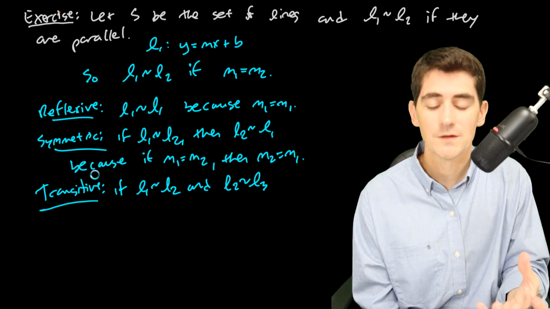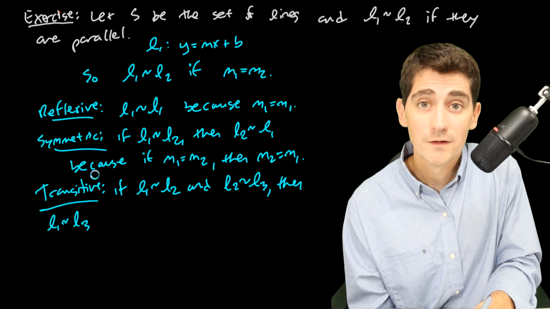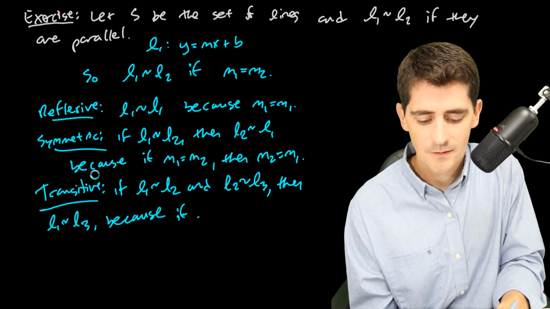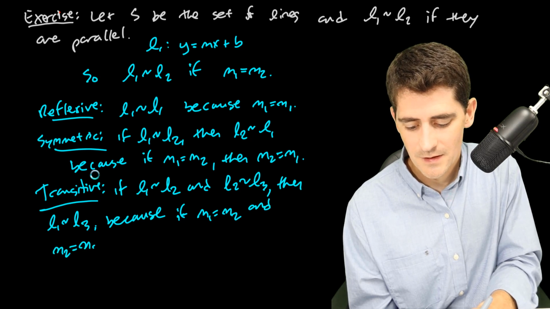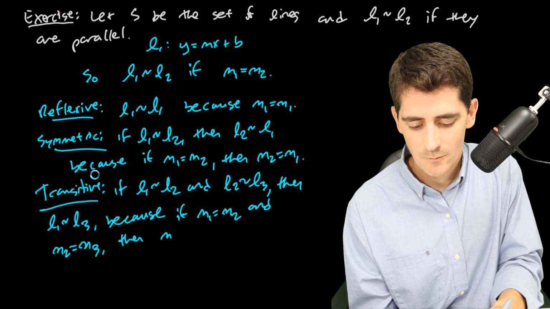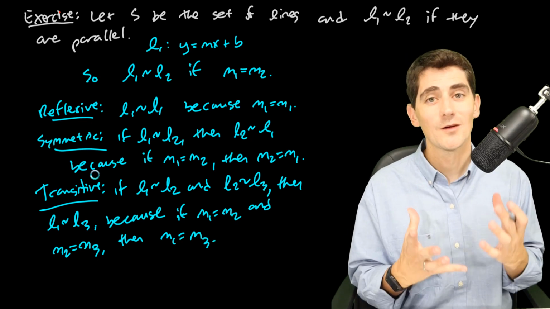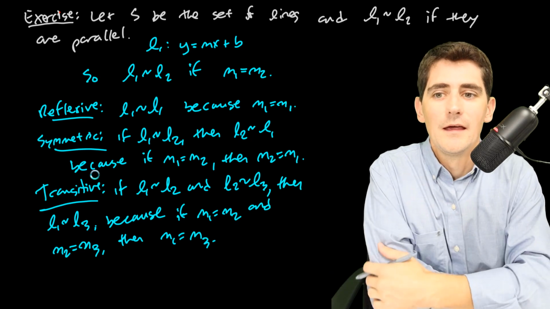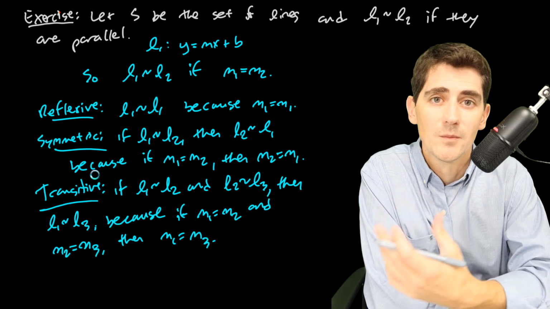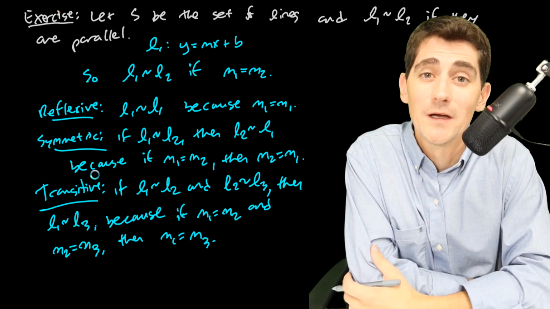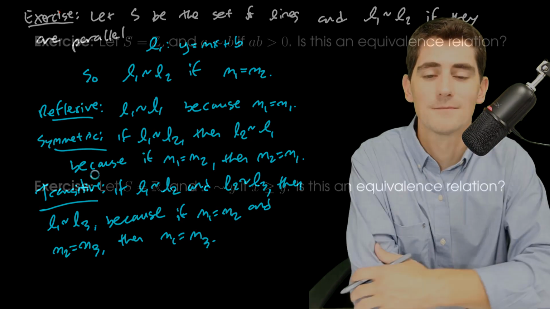And then thirdly, transitive is just as simple. If L1 squiggles L2 and L2 squiggles L3, then we know L1 squiggles L3, because if m1 equals m2 and m2 equals m3, then we know that m1 equals m3. So this is an equivalence relation as well. And we can say what kind of lines are equal to each other? The ones that are parallel. I'm going to give you a few additional exercises of equivalence relations, and at the end of this video you can find the solutions to those.